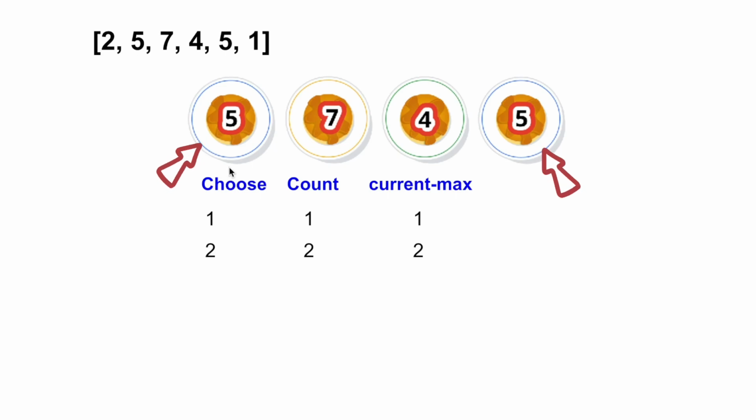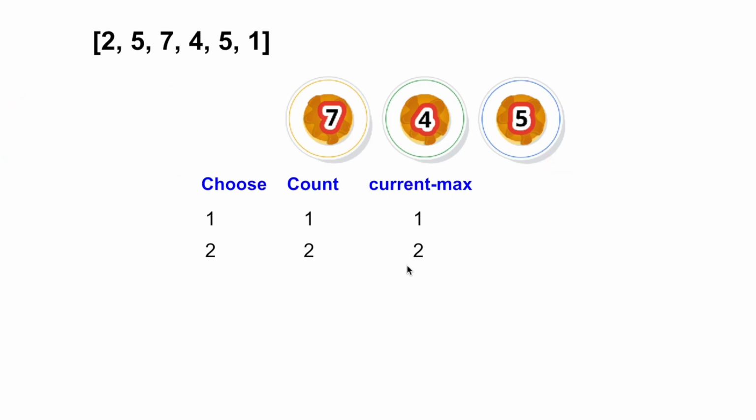Then compare the leftmost 5 and the rightmost 5. They're the same. Either is okay. Since 5 is not smaller than the current max 2, this step counts. Count is now 3. The current max is now 5. Then compare leftmost 7 and the rightmost 5. We choose 5. Since 5 is not smaller than the current max 5, this step counts. Count is now 4. The current max is still 5.